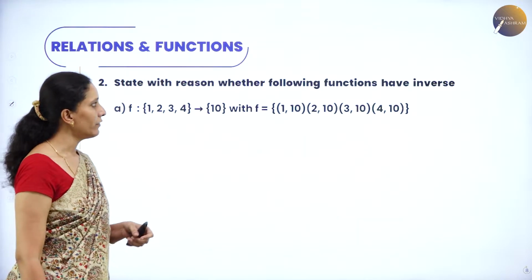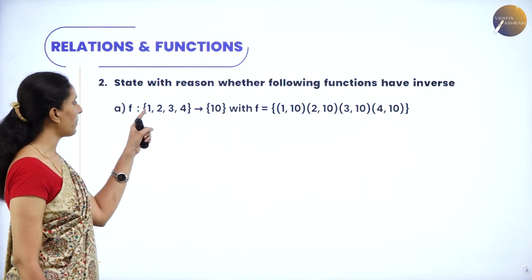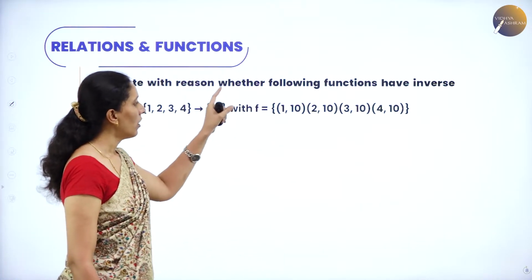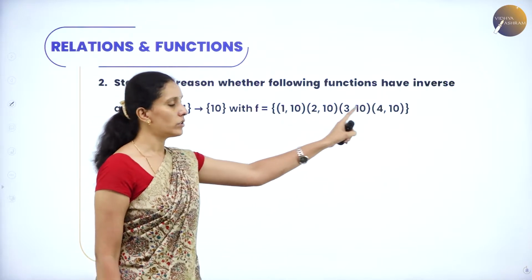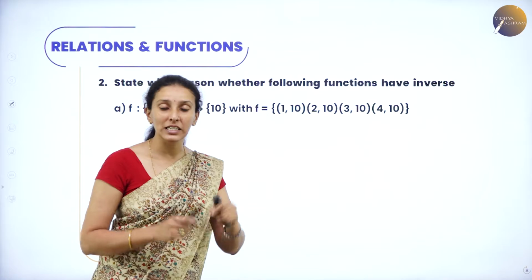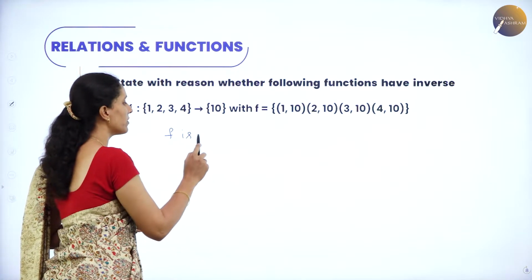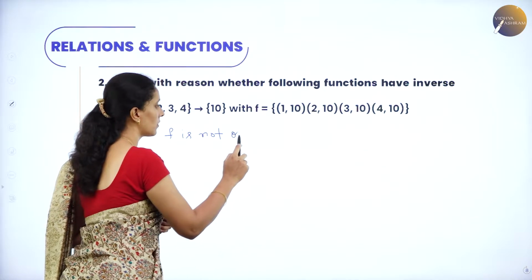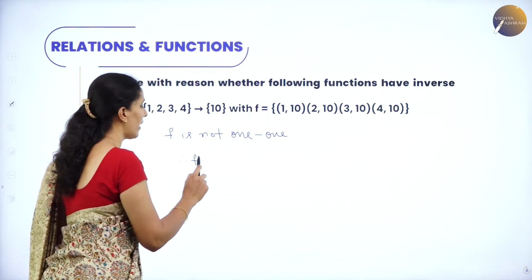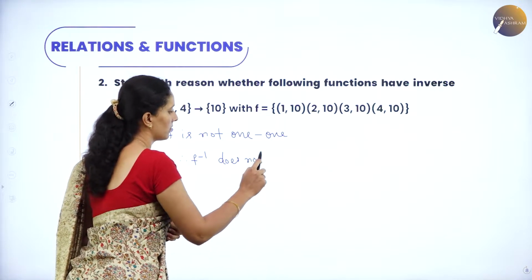State with reason whether the following functions have an inverse. So here F is a mapping from {1, 2, 3, 4} to {10}. You can clearly observe that for all the domain elements 1, 2, 3, 4, the image is 10. That means clearly F is not 1-1. So therefore we can write, F inverse does not exist.